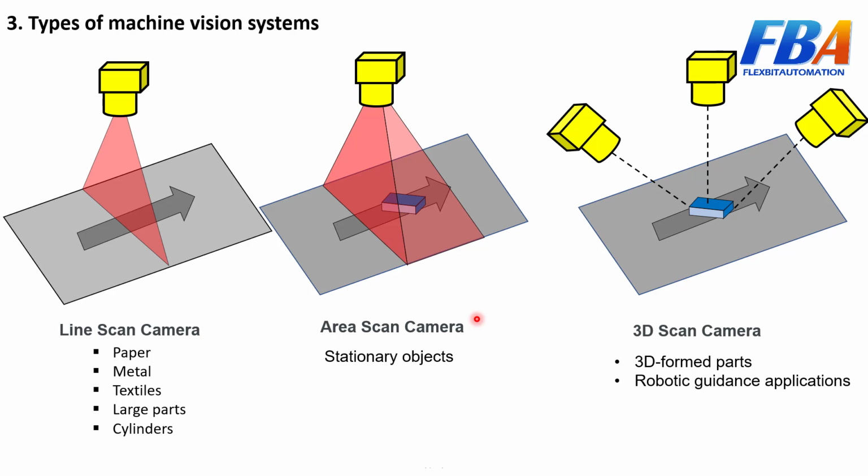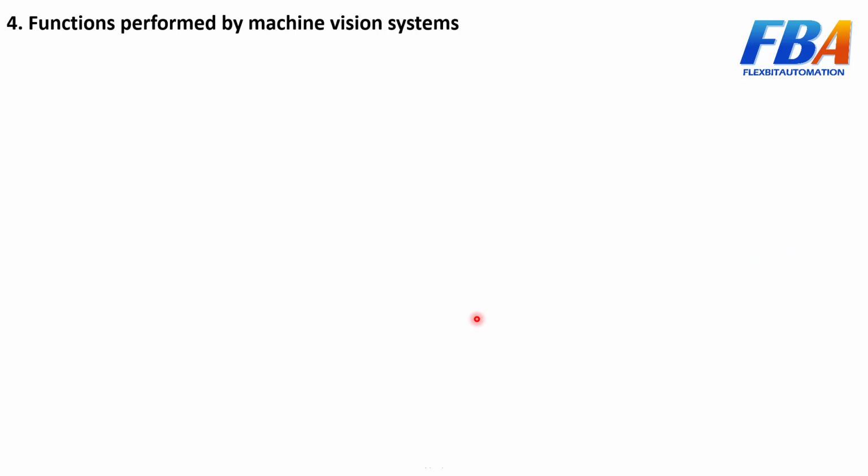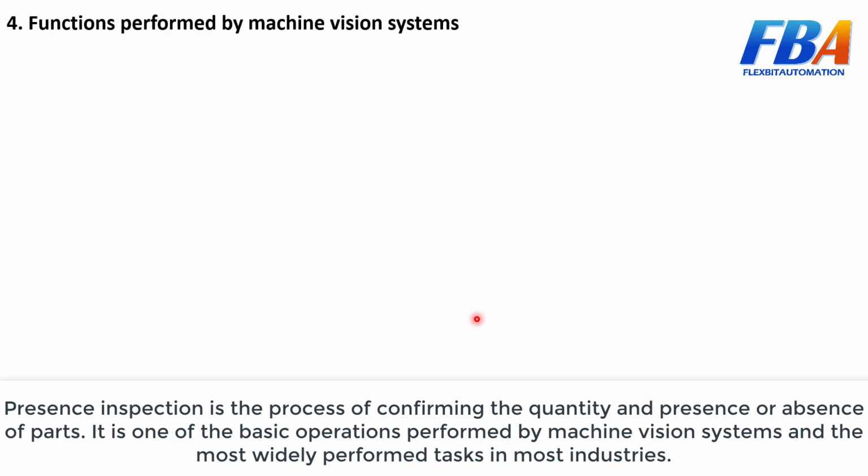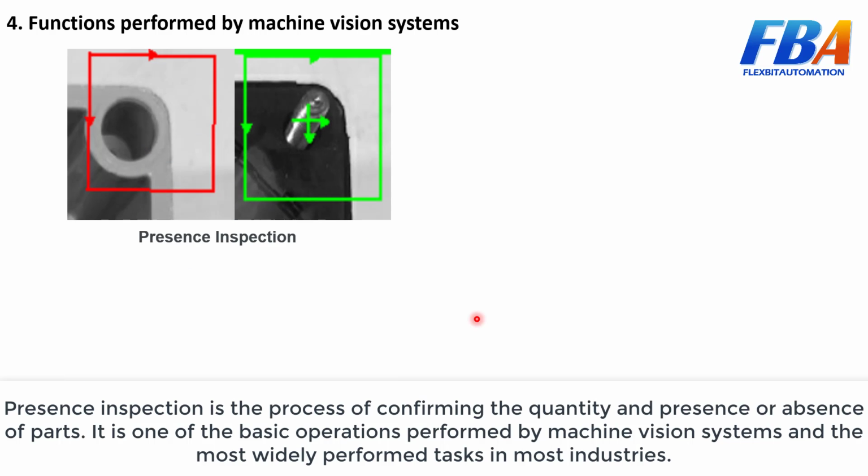Next, I will talk about the functions performed by machine vision systems. The first one is presence inspection. Presence inspection is the process of confirming the quantity and presence or absence of parts. It's one of the basic operations performed by machine vision systems, and the most widely performed task in most industries.